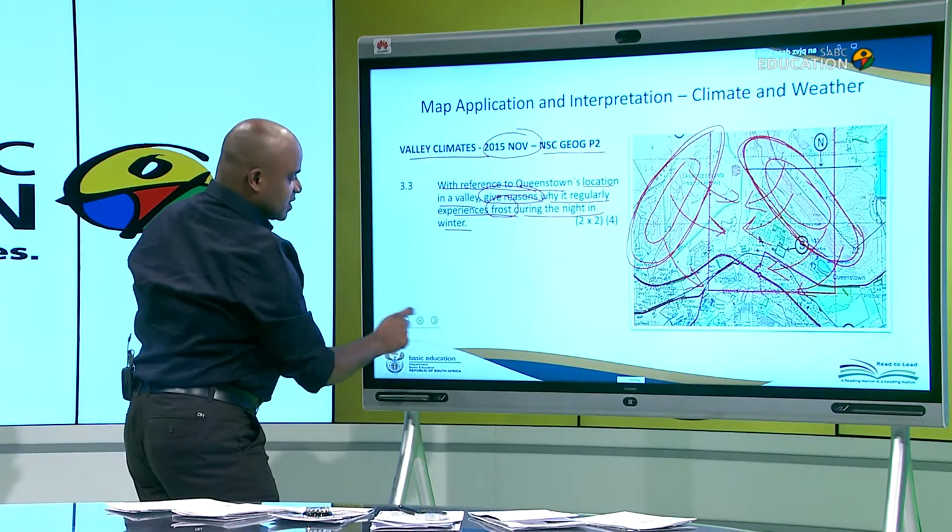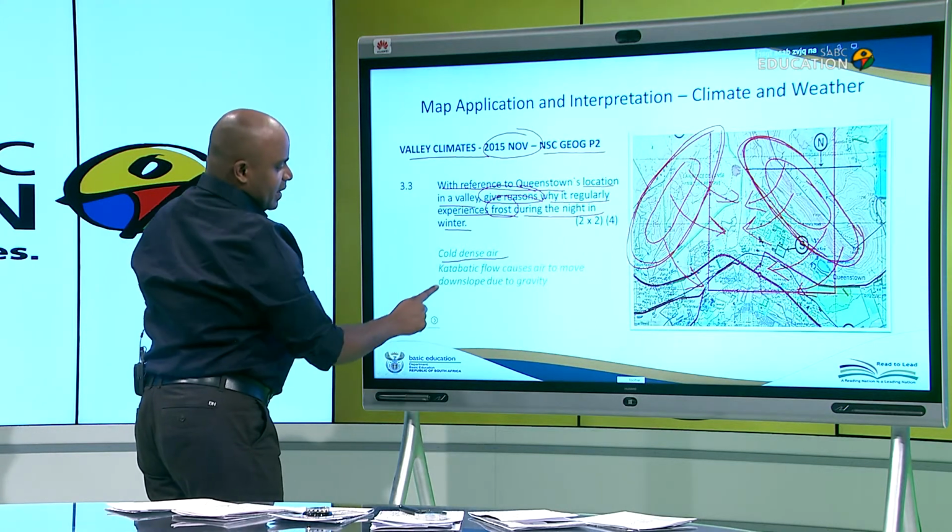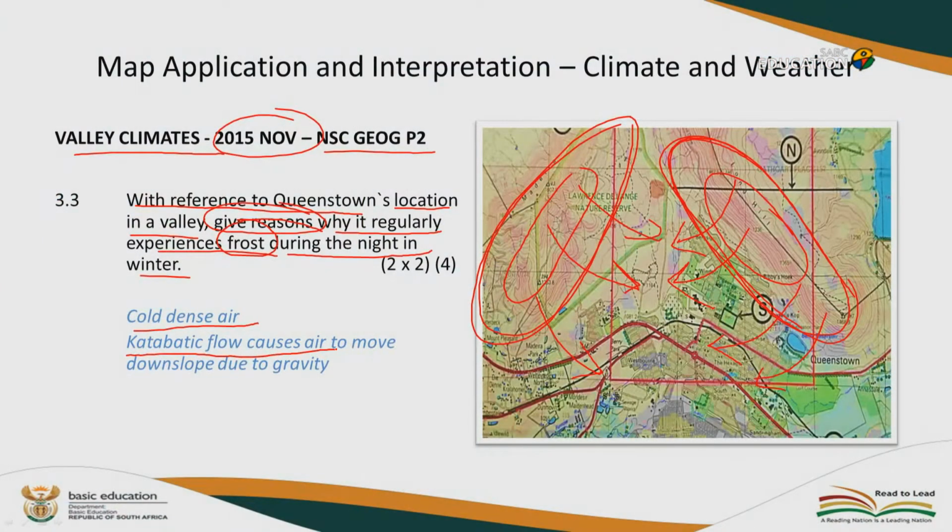Let's look at the answers for this one. The cold, dense air. Katabatic flow causes air to move downslope due to gravity. Very good. As well as air collects on the valley floor. So what this simply means is that as the air moves down the slope, it collects in the valley. And at night, because of the lower temperatures, what is happening? Your temperatures are below 0 degrees and frost formation is inevitable.